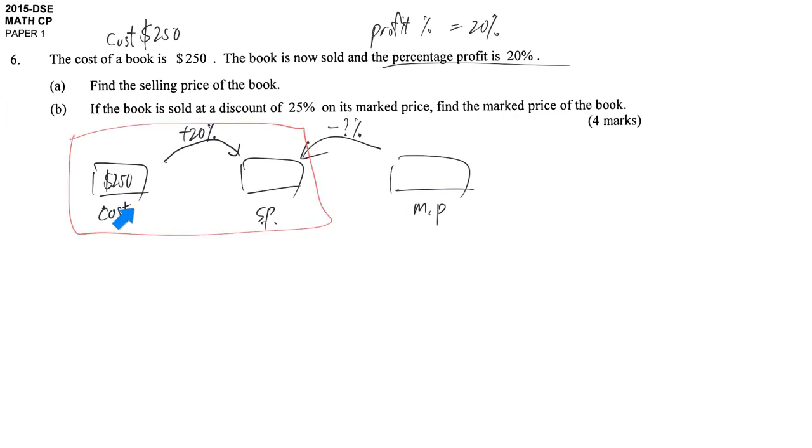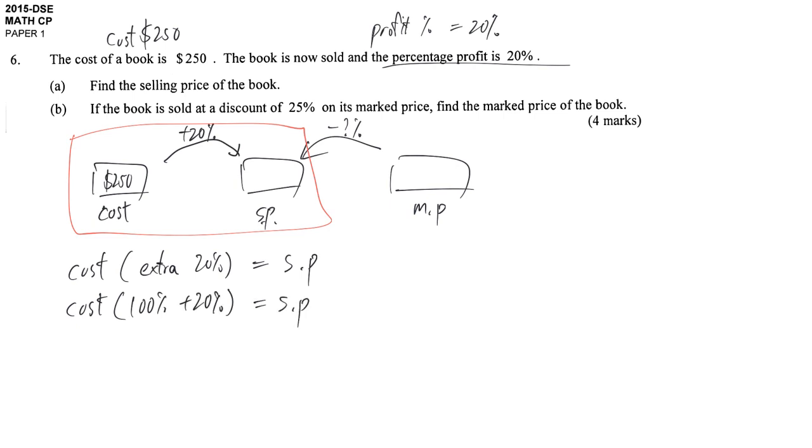Just follow the arrow from the cost, perform this action, become the selling price. From the cost, something happened. We have an extra 20% that will become the selling price, which means the cost plus an extra 20%. That means 100% on top of the original 100%. We have an extra 20%.